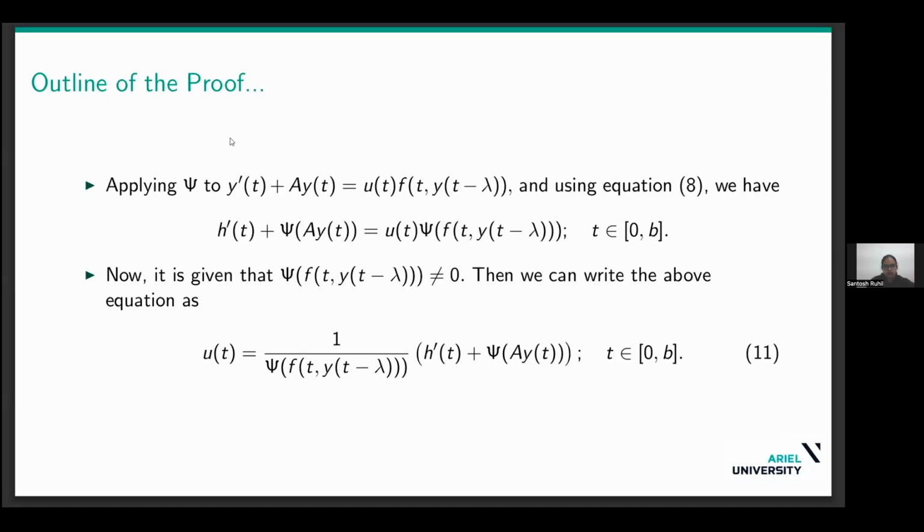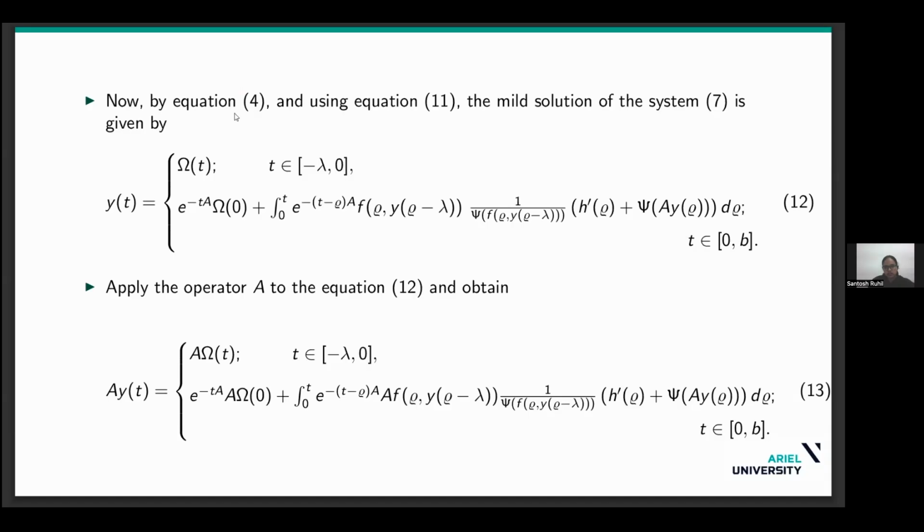To prove this, we have applied this additional condition that is given to us to our original equation, and then by using that condition we have the following relation. Assuming that psi of f is non-zero, we can rewrite this equation for u(t), which is given by equation 11. And if we put that value of u in the mild solution of the problem, then we have the following relation, given by equation 12.